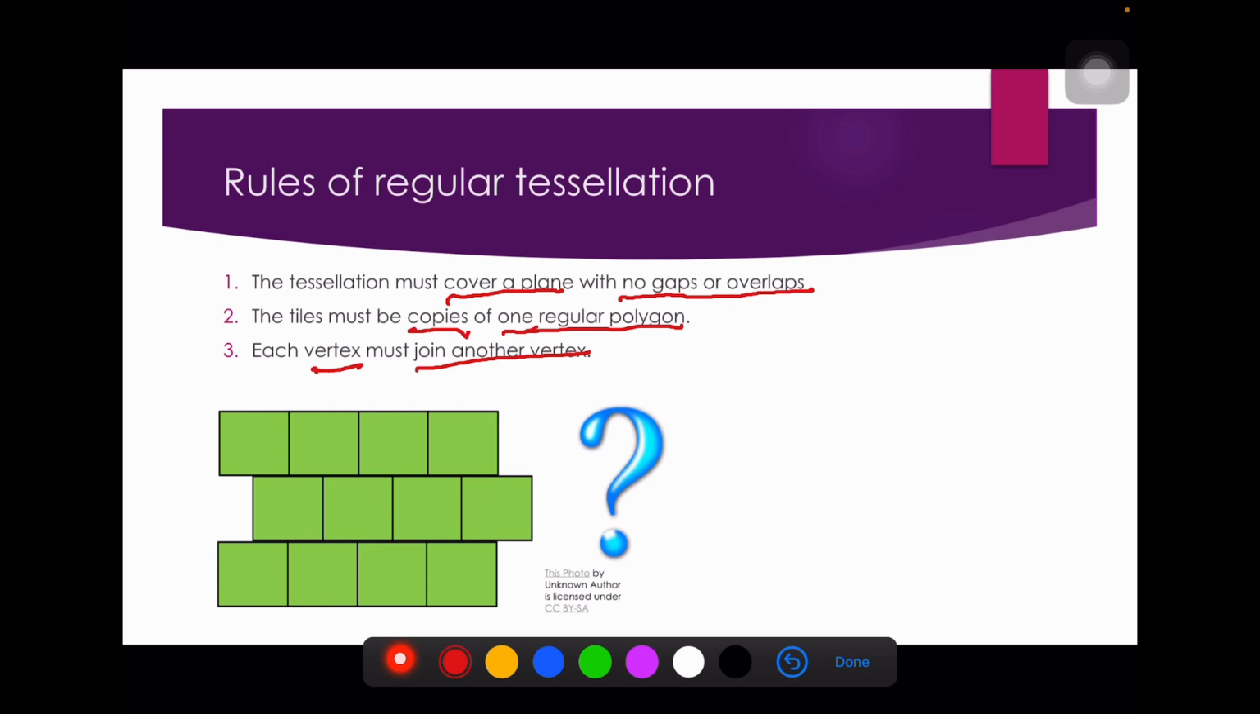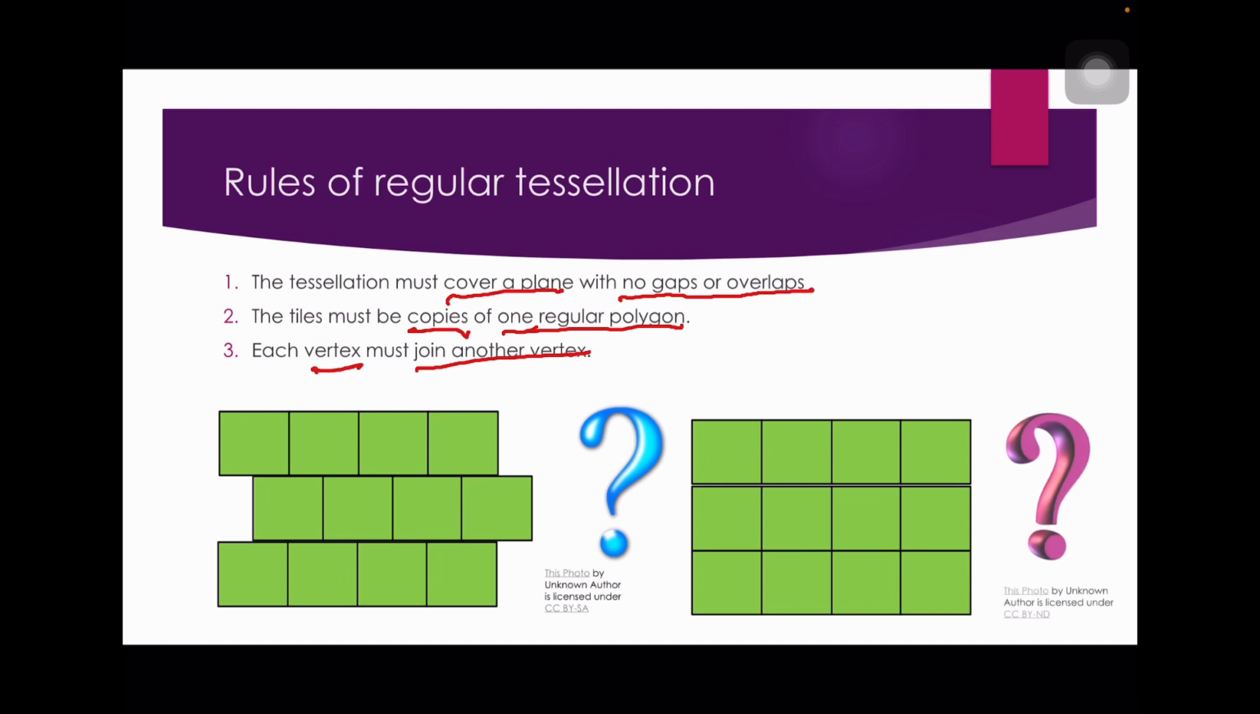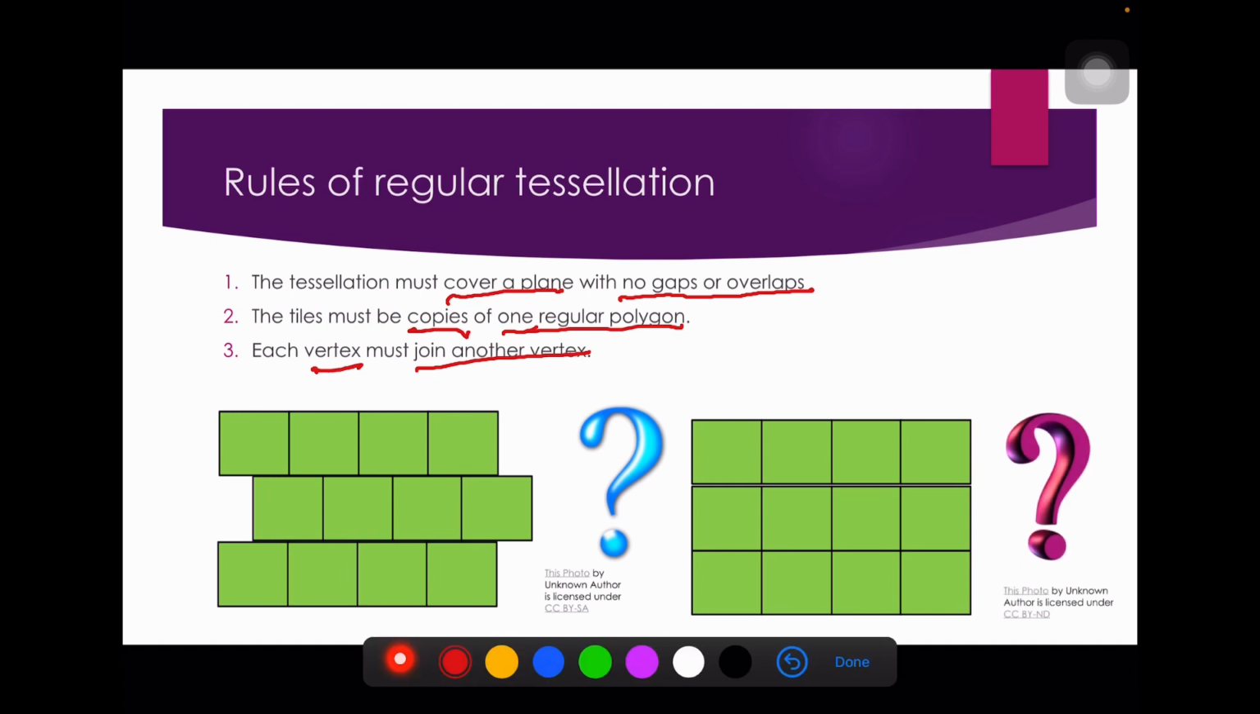Okay, so is this a tessellation? Yes, it is. But is it a regular tessellation? No, it's not. What about the second one? Is it a tessellation? Yes, it is a tessellation. Is it a regular tessellation? Yes, it is a regular tessellation. So this one is correct. This one is not.